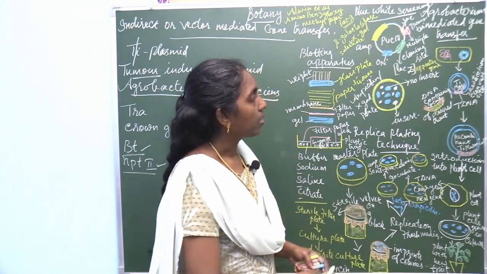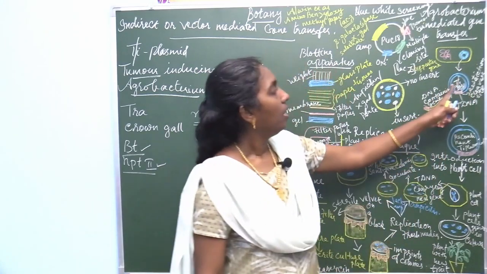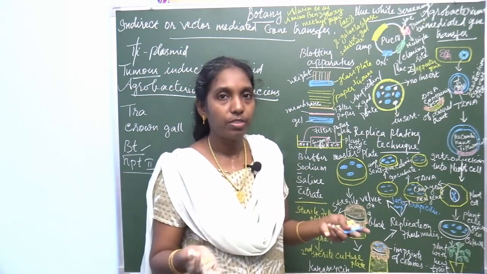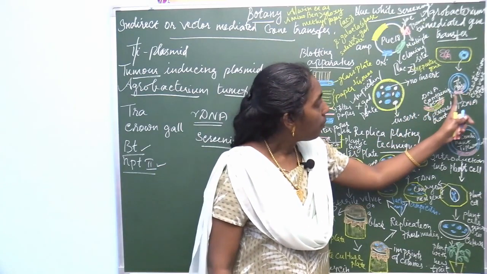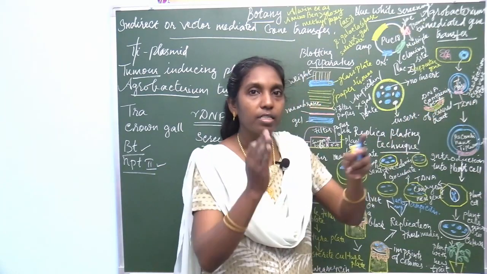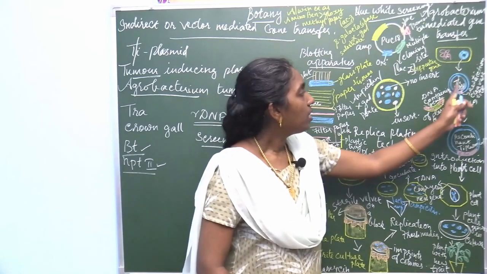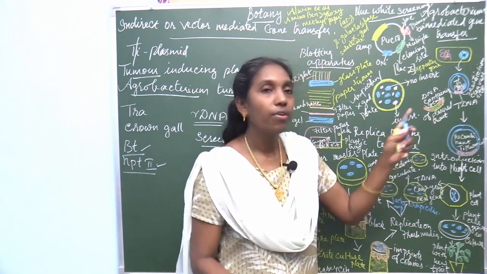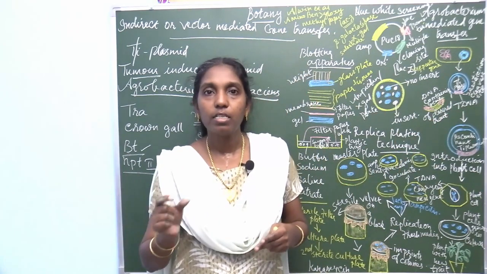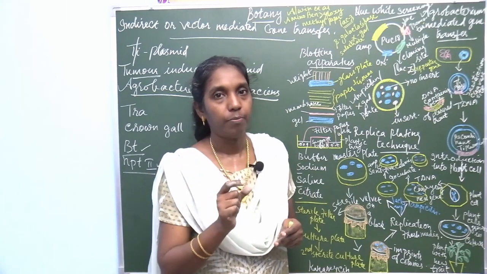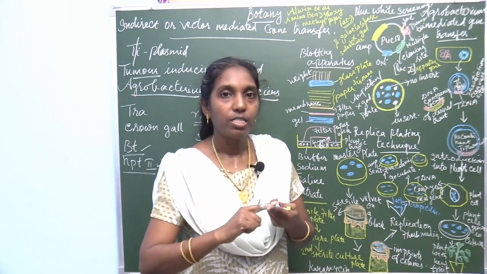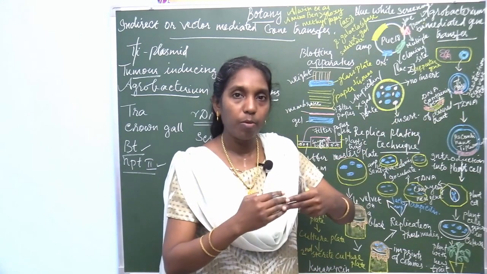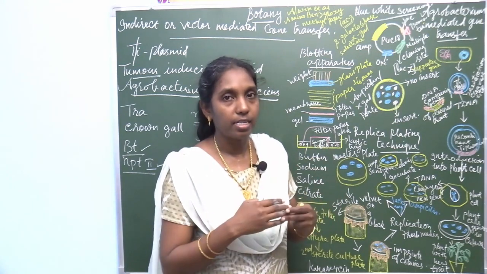So, in the Ti plasmid, the part that is T-DNA contains the transfer genes, tra. From the Ti plasmid, the I can be removed and the T-DNA is altered with DNA containing the gene of desirable trait. We selected or isolated a gene of interest. This gene of interest is introduced into the Ti plasmid with the help of restriction endonucleases and ligases.